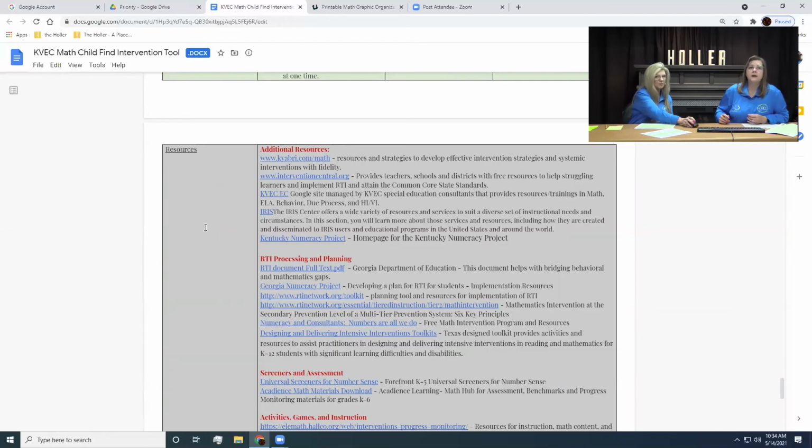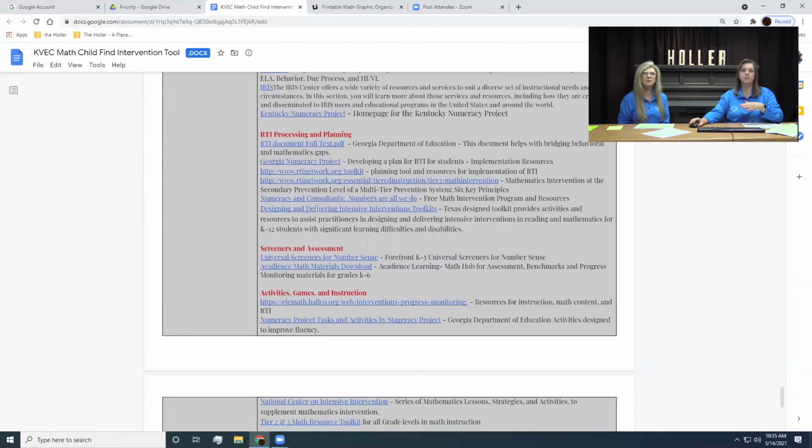Okay, in our resource page, we looked at different areas. You'll see in the red we've got additional resources. These are basically just some information about math that you can go to. Kentucky ABRI also has some things for SEL in it, linking that SEL back to mathematics. Intervention Central has free resources on there that you might want to look at. If you're looking at processing and planning your RTI, these are some really good sites. The Georgia Numeracy Project has multiple little games and activities that you can play with that student and progress monitor off of those.